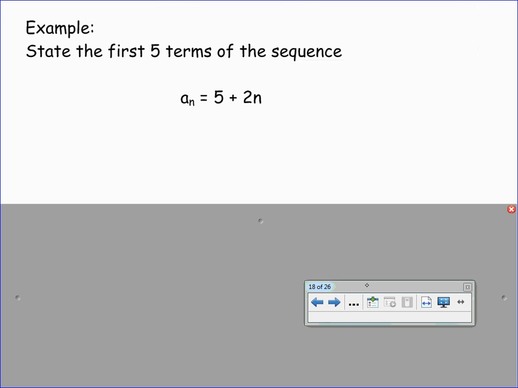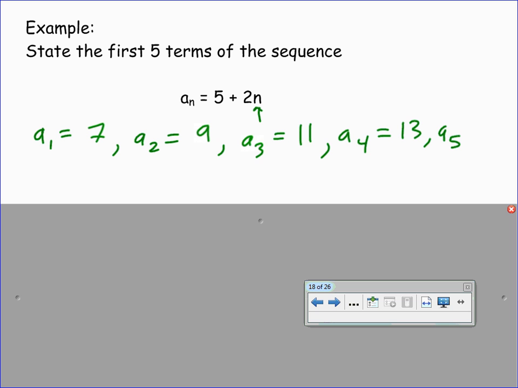So if I wanted to state the first 5 terms of the sequence in an explicit formula, I have to then do a sub 1 equals 5 plus 2 times 1, which is 5 plus 2 is 7. A sub 2 equals 2 times 2 plus 5 is 9. A sub 3 equals 2 times 3 is 6 plus 5 is 11. And so on. So a sub 4 then, 13. A sub 5, 15.